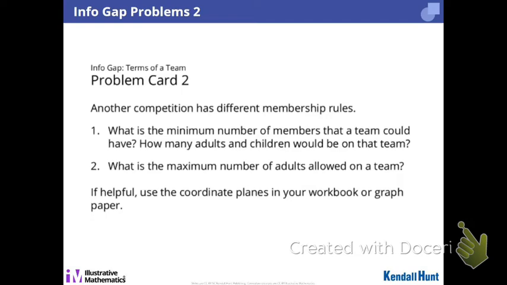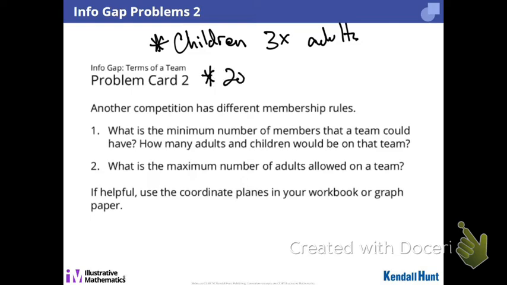Question time. I'm ready for the questions. Tess, hit me with one. How many adults per kid? So here's what I'll tell you. Children must be 3 times that of adults. Okay? We have to have 3 times the children as adults. Will? What is the maximum amount of people on the team? Okay. 20 people max.